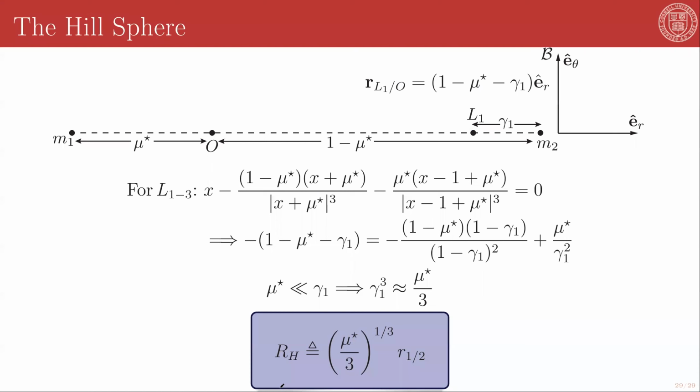We use this to define a radius, which we call the Hill radius, which is given by mu star over 3 to the 1/3 power times the separation between masses M1 and M2. The Hill radius defines what is known as the Hill sphere. And this is a very approximate definition of the region of stable orbits about a body in the presence of a perturber. As we go along, we're going to add a couple more definitions that are similar to this, but all of them have different sets of assumptions behind them.